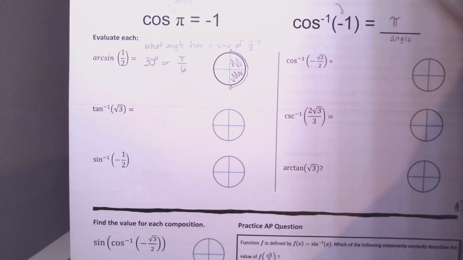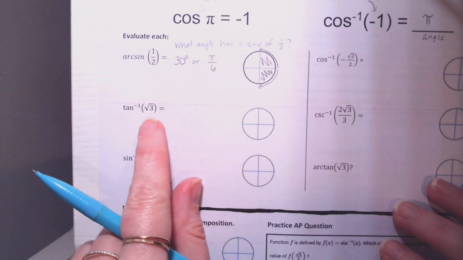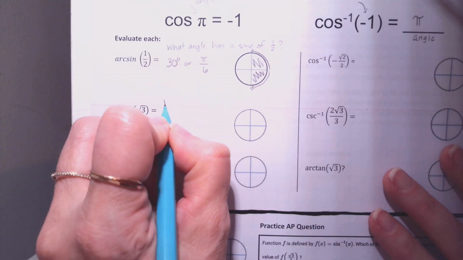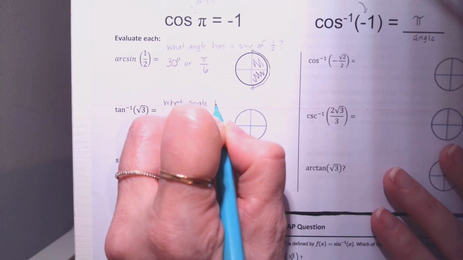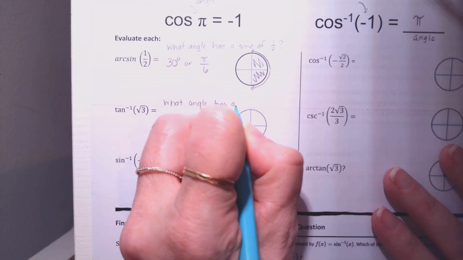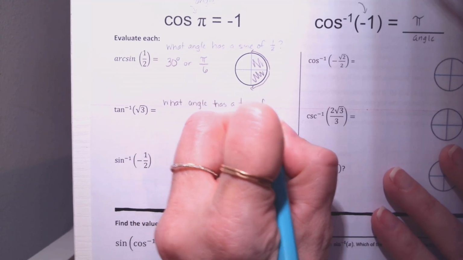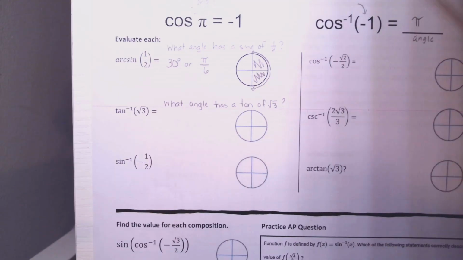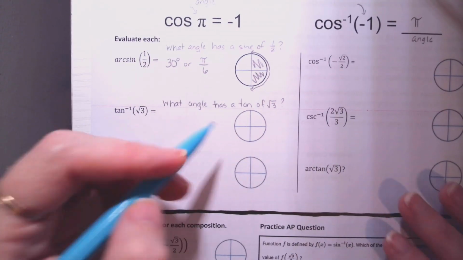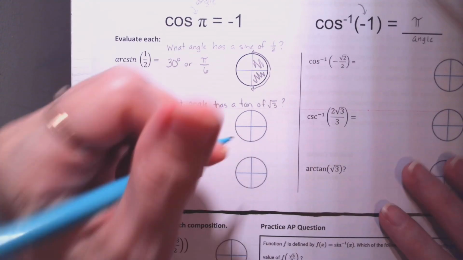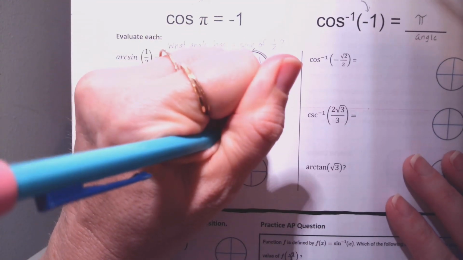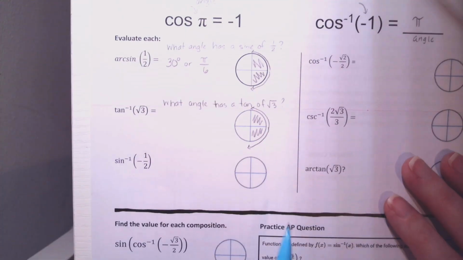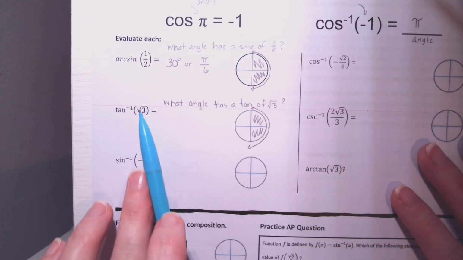Okay, the second one says inverse tangent of square root of 3. So again, similar to the first one, it means what angle has a tangent of square root of 3. And tangent's range is similar to sine. It's also backwards 90 and forwards 90. So we can be looking back this way or forwards this way, either of these two, for which one has a tangent of square root of 3.